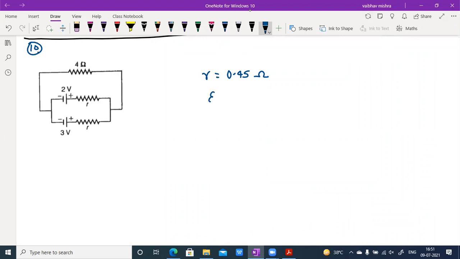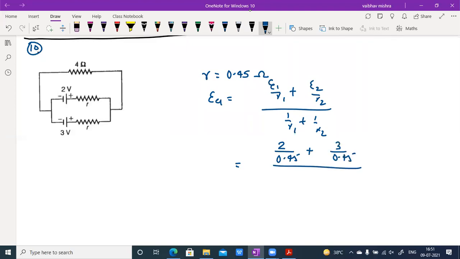Right? Calculate the equivalent EMF. Equivalent EMF is (E1 by R1 plus E2 by R2) divided by (1 by R1 plus 1 by R2). So 2 divided by 0.45 plus 3 divided by 0.45, divided by 2 divided by 0.45. So 5 by 2, that's 2.5. Okay, good. And our equivalent resistance is 0.45 by 2 because they both are in parallel, so 0.225 ohm.